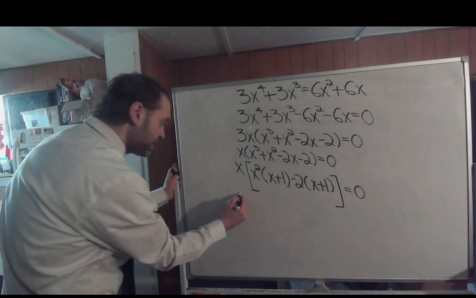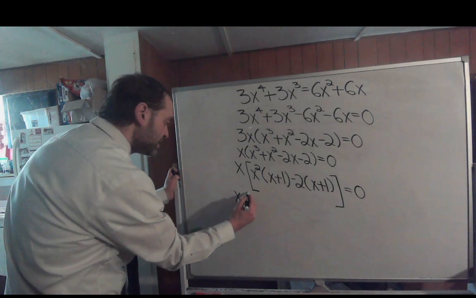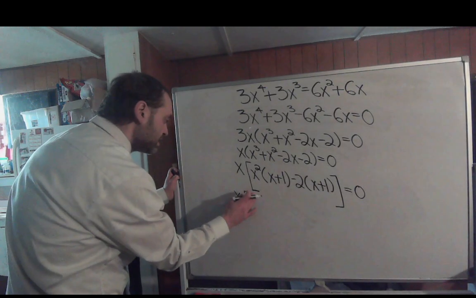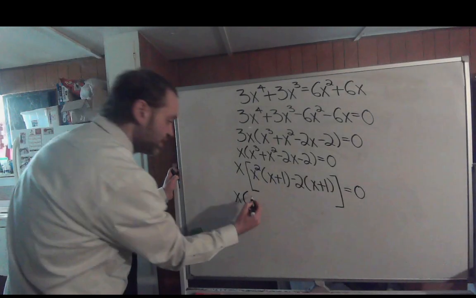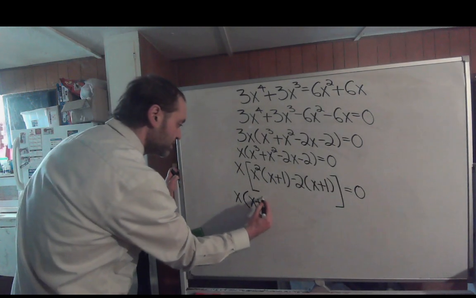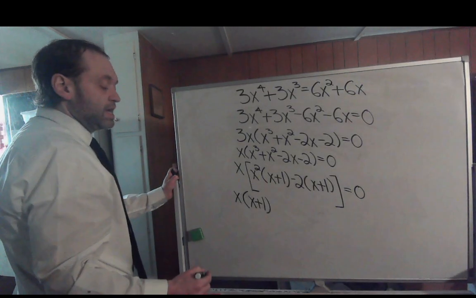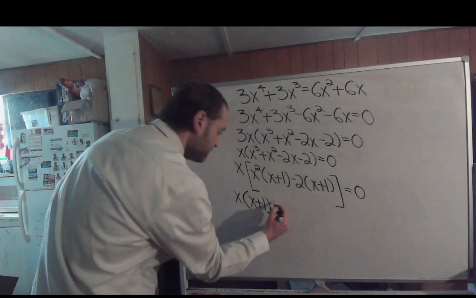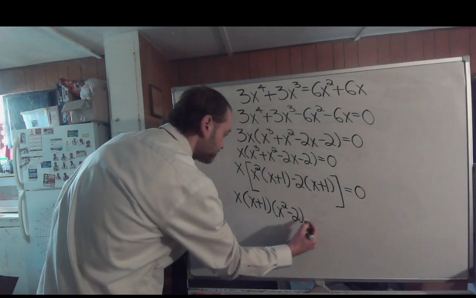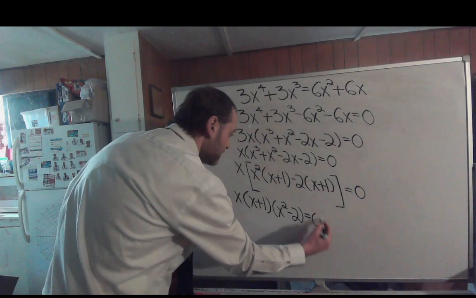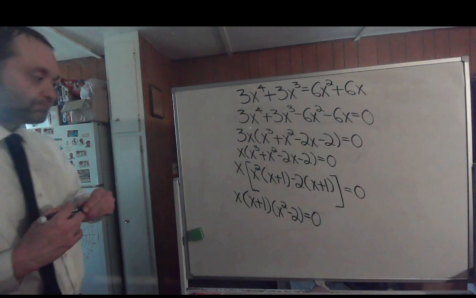So this will factor into x times the quantity of, inside your brackets you have a common x plus 1 on both terms, and then you have what's left over times the quantity of x squared minus 2. All those would equal 0.